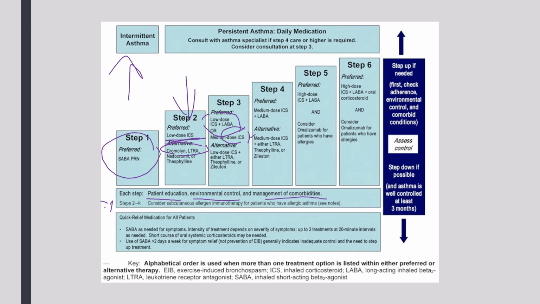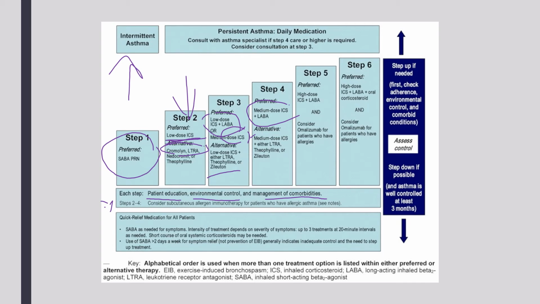They could always do other things. They could always start Xolair, right? Or even something like the theophylline, like your xanthine there as well. Step 4, this is where they should be considered for a high level of consult. This is where they make sure that they're at minimum doing a medium dose of inhaled corticosteroids and a LABA, and then we can also add other things there.